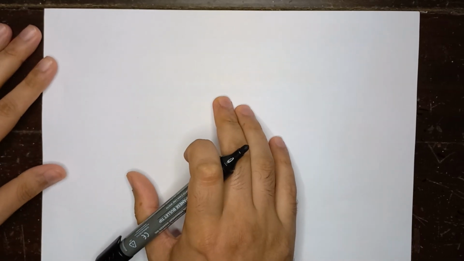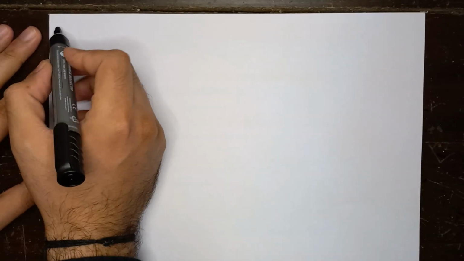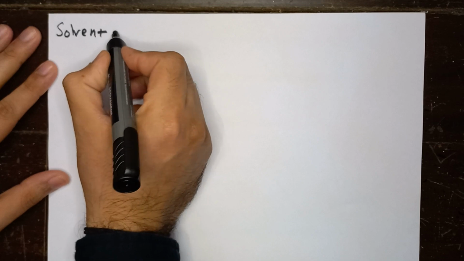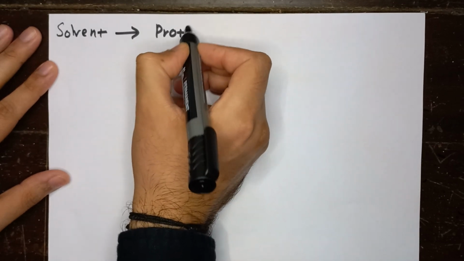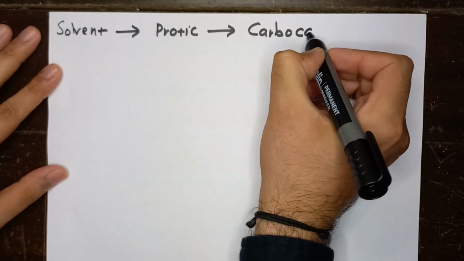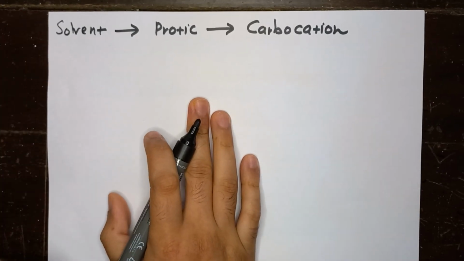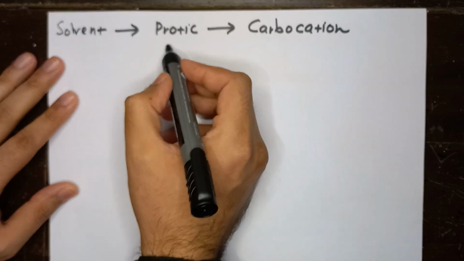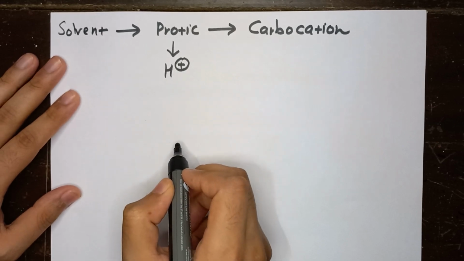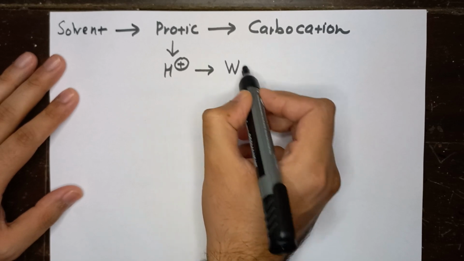So as I have said, the reaction is very well dependent on the solvent. So if your solvent is protic solvent, the reaction will go via carbocation intermediate. Now, what are the protic solvents? In a protic solvent, you will have replaceable H plus ions. So an example of protic solvent can be water.